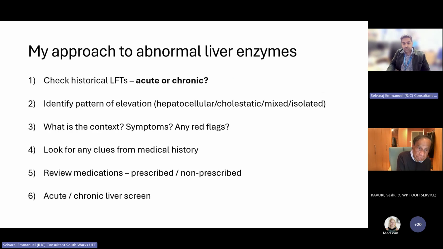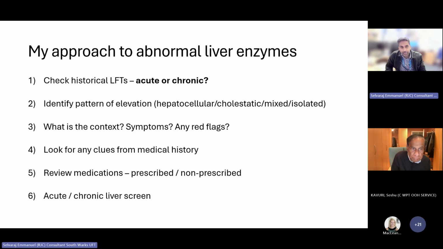So what is my approach to abnormal liver enzymes? So the first thing I do is actually check historical LFTs. And I know there are logistical problems of you accessing some of our blood tests and us accessing some of your blood tests. And again, this is where I think working together is quite helpful because one of the key things in LFTs is working out whether it's acute or chronic and whether this is something that's a blip or has been going on for a long time.